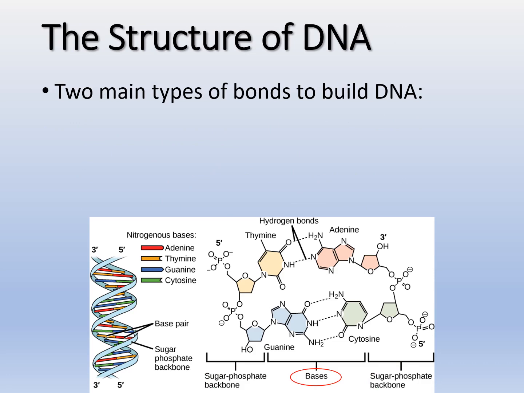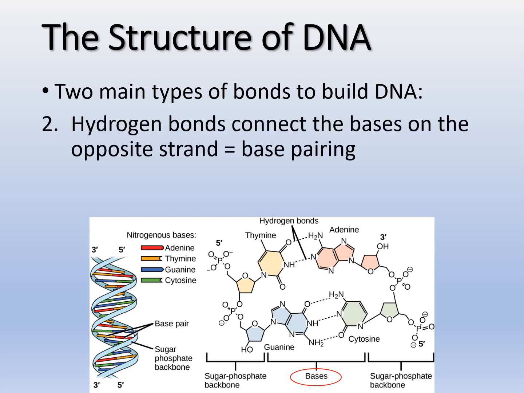So once we have that backbone built, then we have a bunch of bases that are going to bond together, and they're going to use hydrogen bonds to connect the bases. And so essentially we're going to have two opposite strands, right? So they're each going to have a backbone, and they're going to be running in opposite directions. And then their bases are going to pair up.